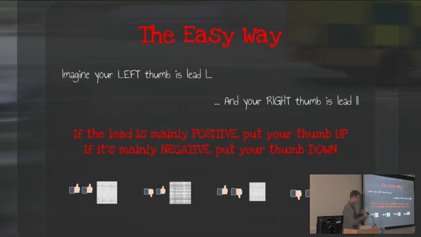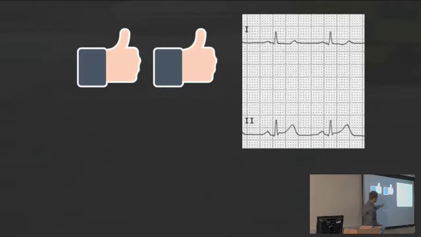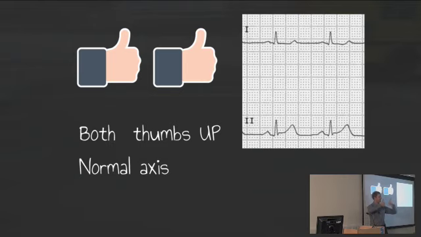Now, all you're going to do is, if lead 1 is positive, you're going to put your left thumb up. If lead 1 is negative, you're going to put your left thumb down. Same with lead 2, up or down, depending on whether the QRS complex is going more up than down or more down than up, okay? So, in this one, lead 1 is mainly going upwards, lead 2 is mainly going upwards, it's a normal axis.